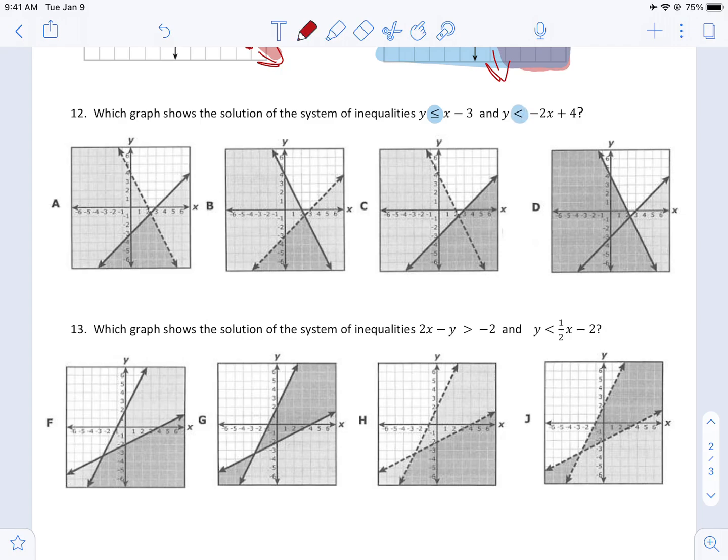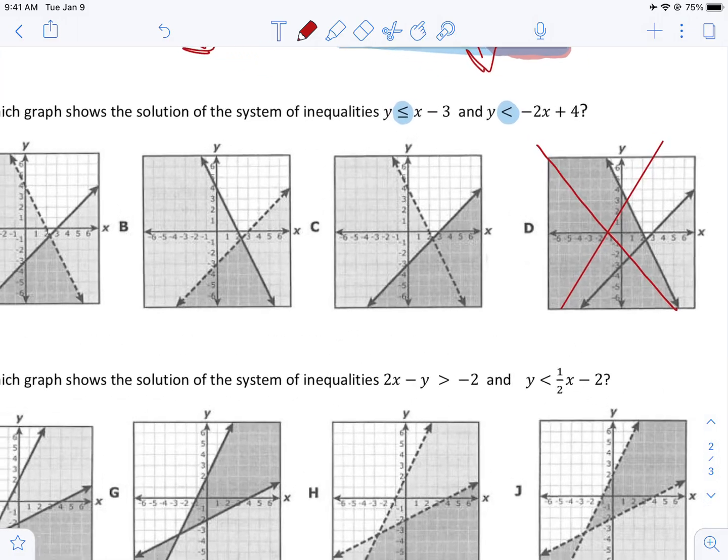So we can cancel out or cross out the answer choices that do not have one solid line and one dotted line. Okay, so that's going to be answer choice D because they're both solid, so that's not going to work for our case. Now we look at our equations. They are both solved for y. Okay, both solved for y.